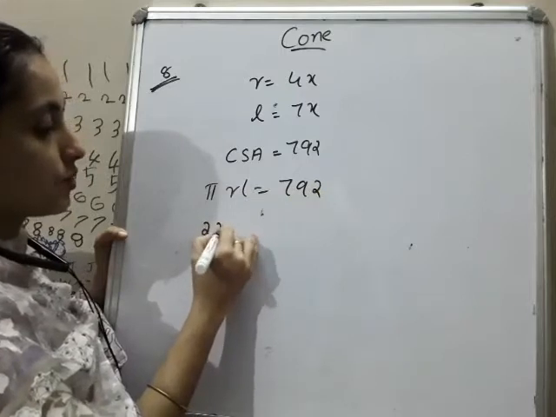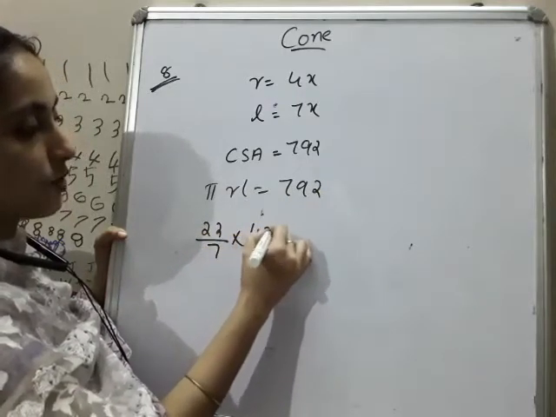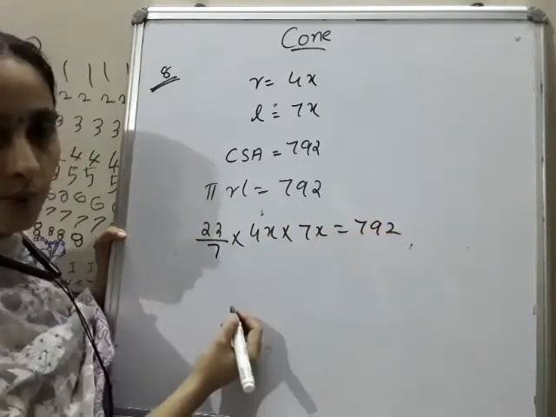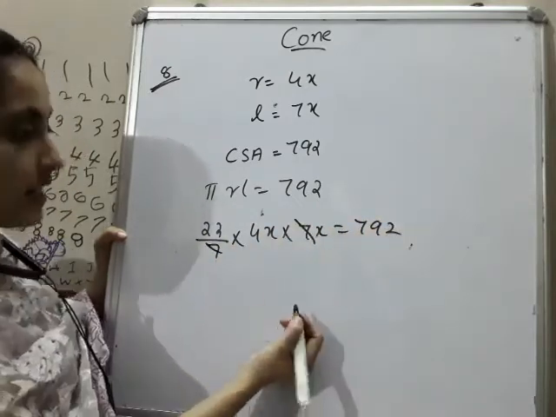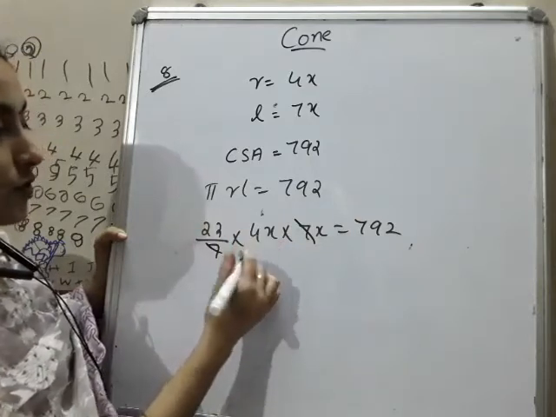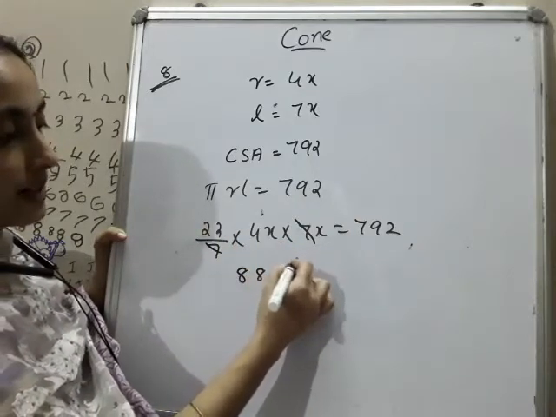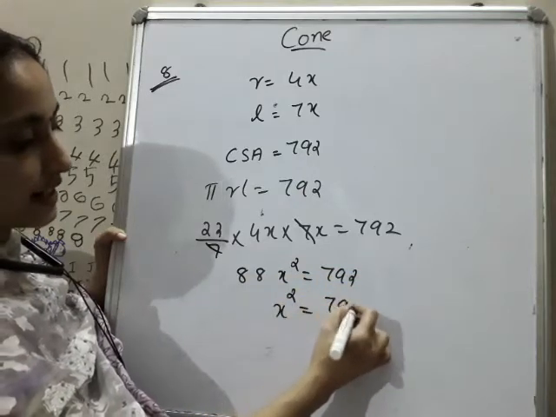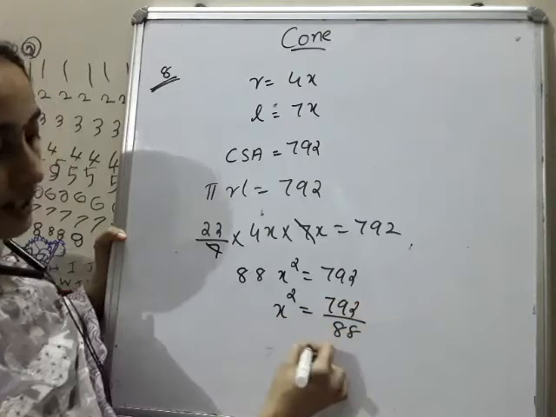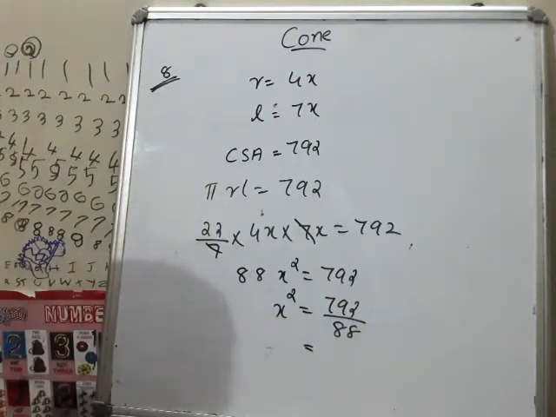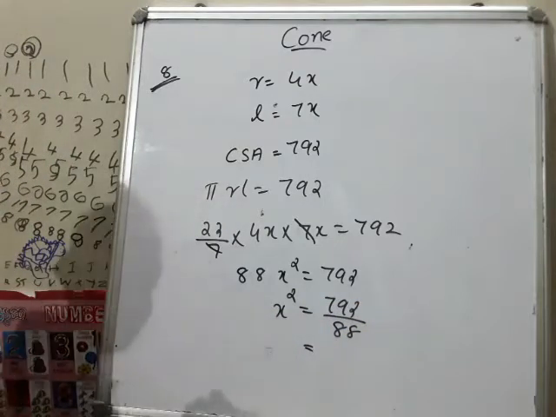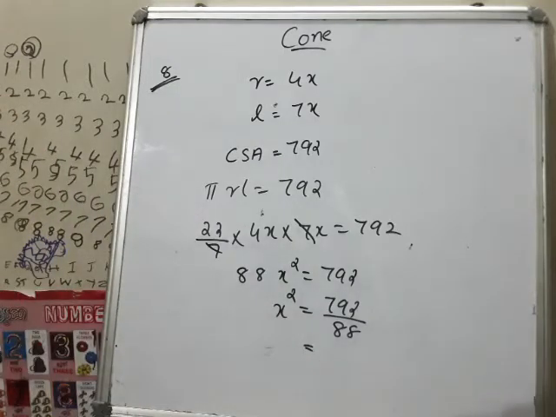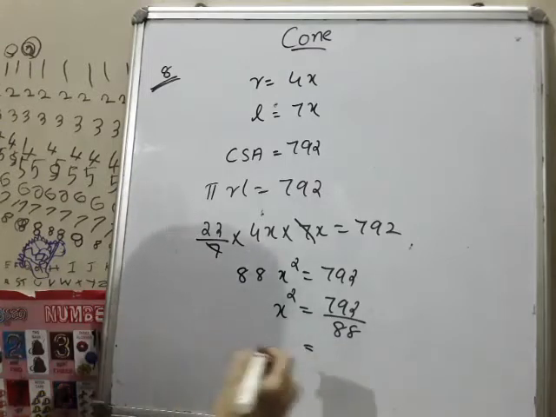That is given as 792. That is 22 by 7 into radius 4x, slant height 7x is equal to 792. Okay, 7 and 7 you can cancel. And then 22 into 4 is 88. x square will be equal to 792 by 88. Okay, so please find out what is the answer. 792 divided by 88. Please find out the value. So for x square you will get the answer as 9.